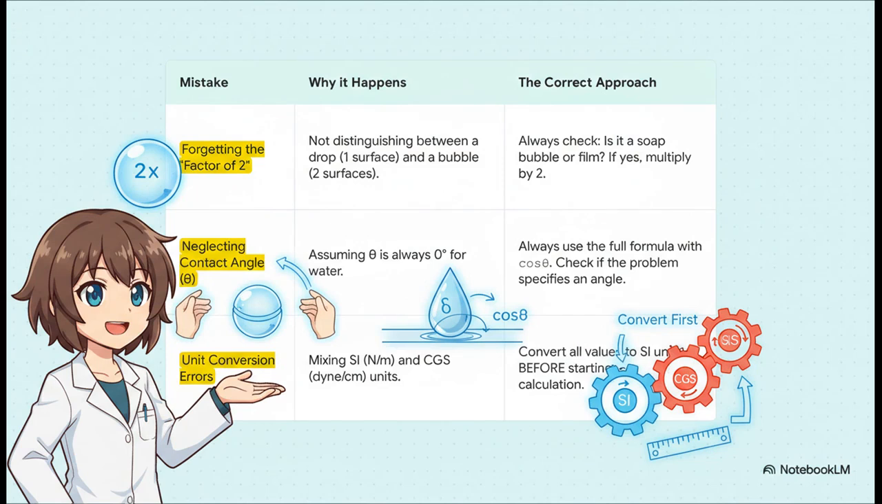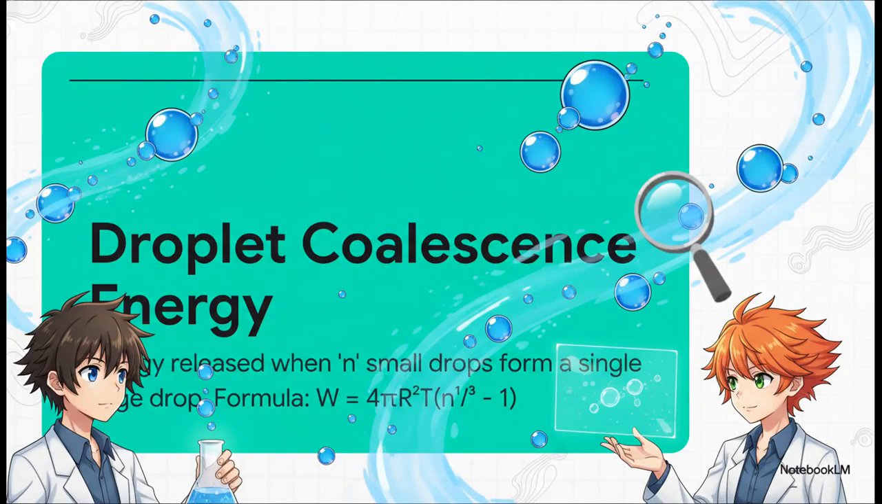So look at this table. It perfectly summarizes the 3 most common silly mistakes that lead to negative marking. Number 1, forgetting that factor of 2 for bubbles. We just talked about that. Number 2, completely neglecting the contact angle, just assuming it's 0. And number 3, a classic, making simple unit conversion errors. My strong advice? Take a screenshot of this slide. Keep it for your final revision. It will save you.